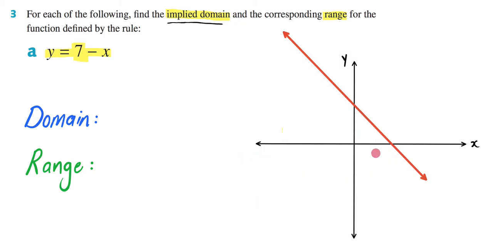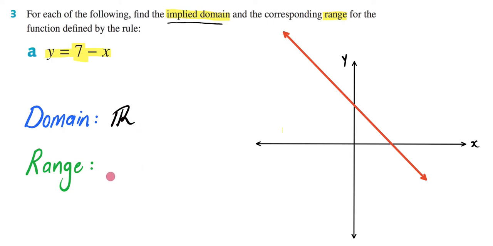Now, I could find the points if I wanted to, but remember, the question isn't asking us to graph it. It's just asking us to find the domain and range. This is merely to help us understand what my domain and range will be. And hopefully you can see immediately that my domain, so all the possible x values, will be all of them. It will be all real numbers.